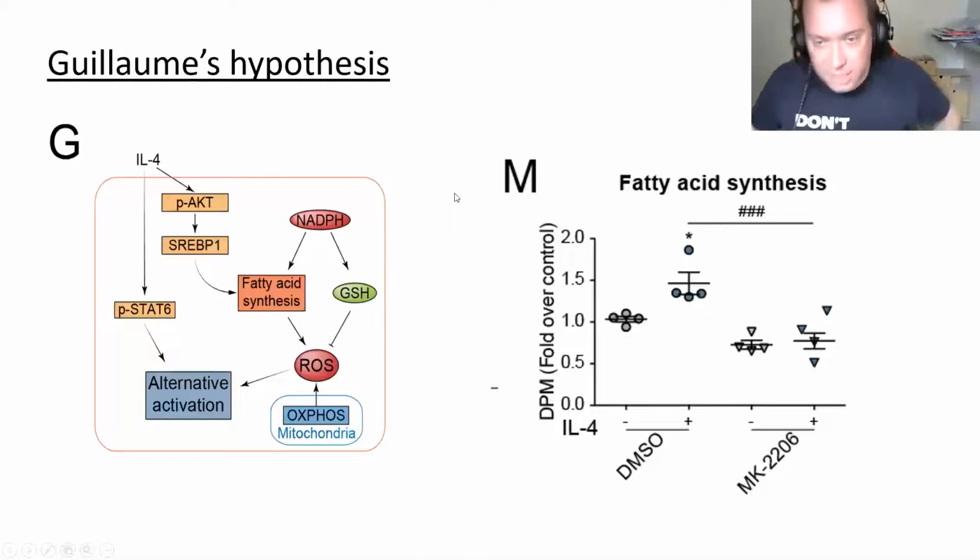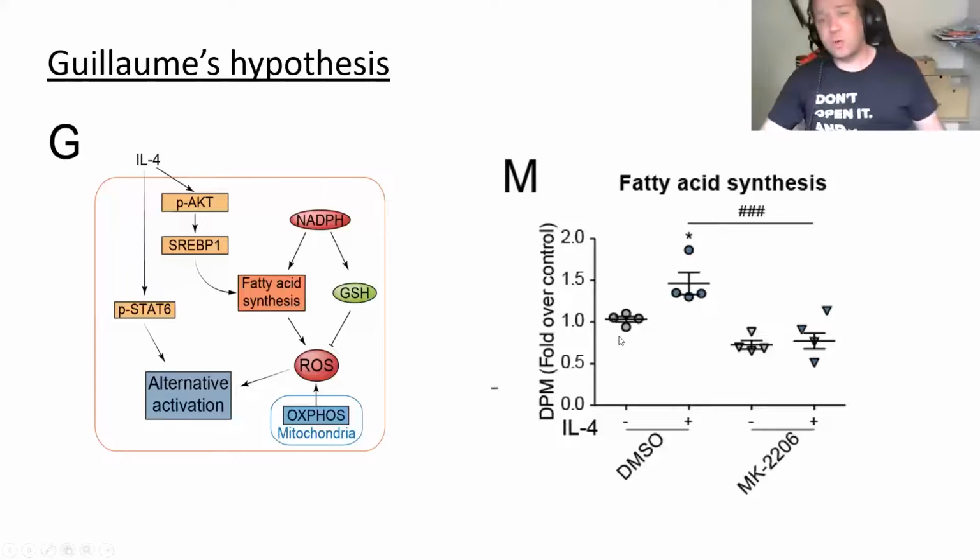Okay, so the issue was at the time, what we had was a radioactivity experiment. And it was expressed in fold change. So we had control here as 1, IL-4 here is plus, and that would boost the amount of fatty acid synthesis by 1.4-fold. And if you block AKT, which is here, then that would reduce DNL, not surprisingly, because fatty acid synthesis is downstream of AKT. It would reduce it down to about 70% if you blocked AKT.